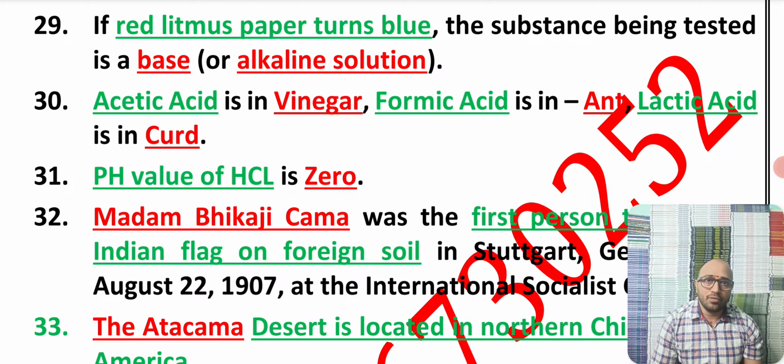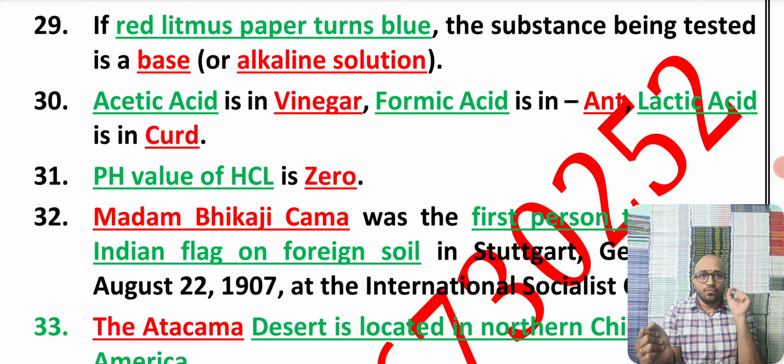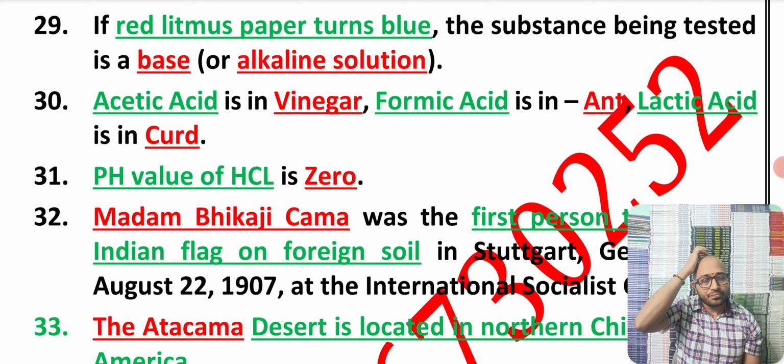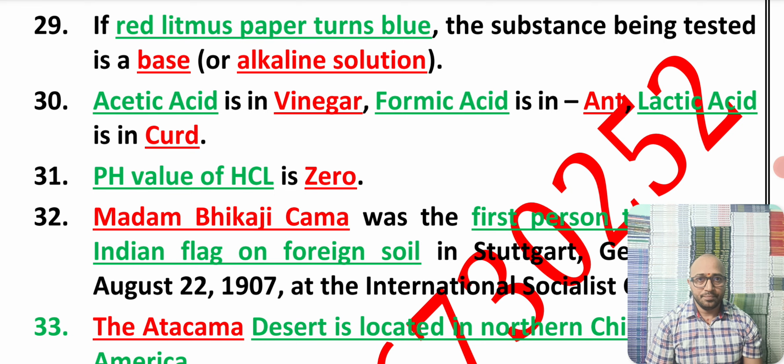It is found in vinegar. Formic acid: when an ant stings, you'll have a red formation. That is because of formic acid, which is also known as methanoic acid. The ant's name is Formica. Lactic acid is normally found in curd. Lactobacillus bacterium is present in milk and converts milk to curd.